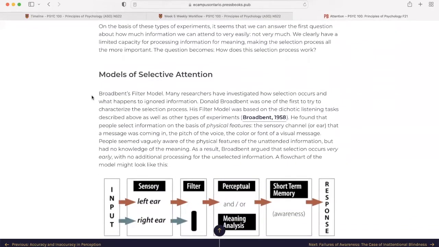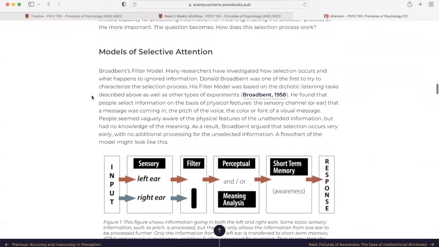On the basis of these types of experiments, it seems that we can answer the first question about how much information we can attend to very easily. Not very much. We clearly have a limited capacity for processing information for meaning, making the selection process all the more important. The question becomes, how does this selection process work?